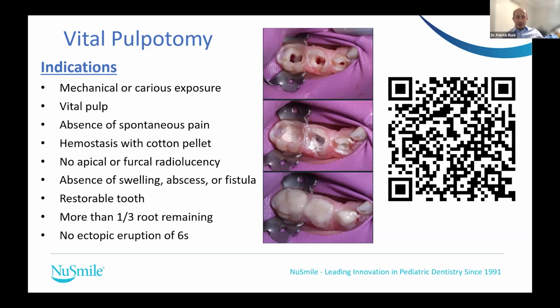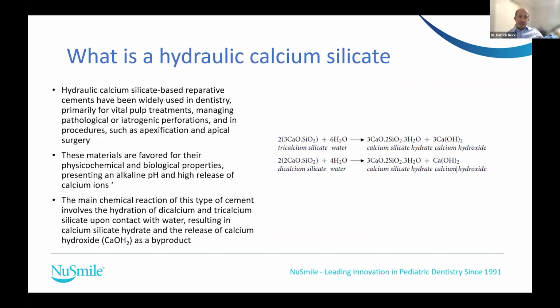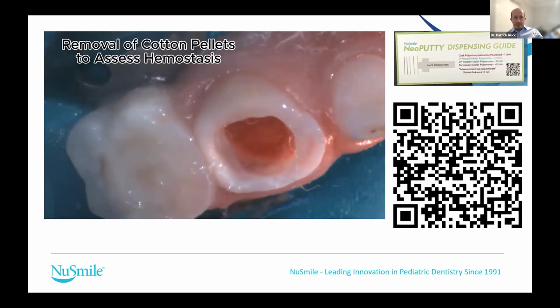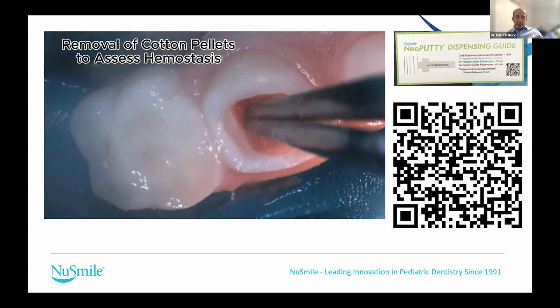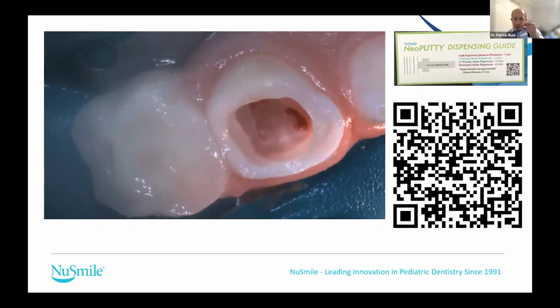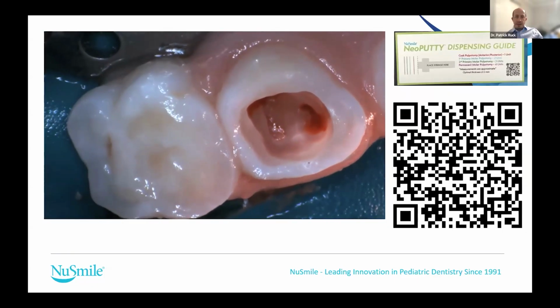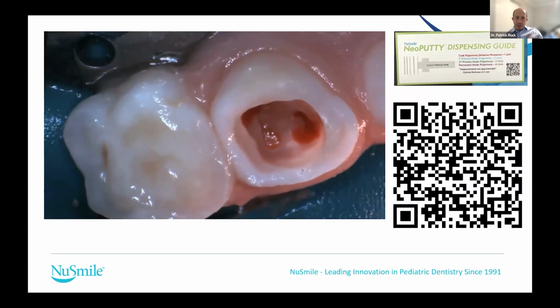But when we do vital pulp therapy, these again are going to be our tricalcium silicates like NeoPutty. Dr. Primus kind of got into this, but this is how our hydraulic calcium silicates work: the water, or the body fluids of the tissues, is what causes that chemical reaction. So I always like to make sure I'm using a moist cotton pellet. You don't want to look inside that tooth and see it's not either a little pool of heme, or you're not using a moist pledget.